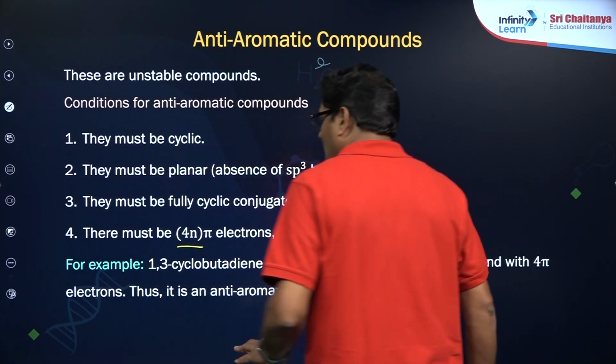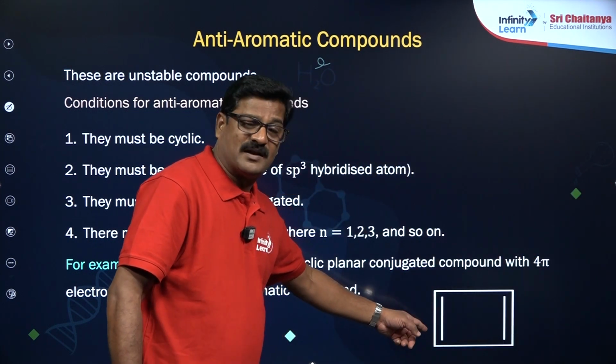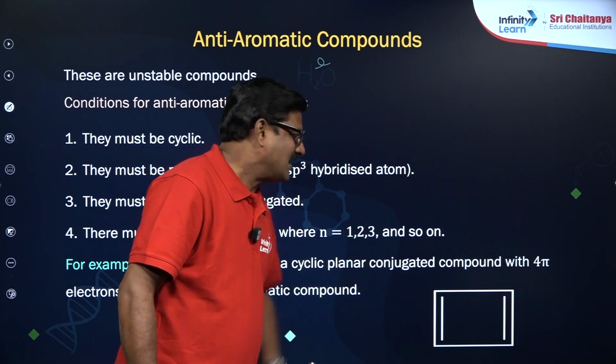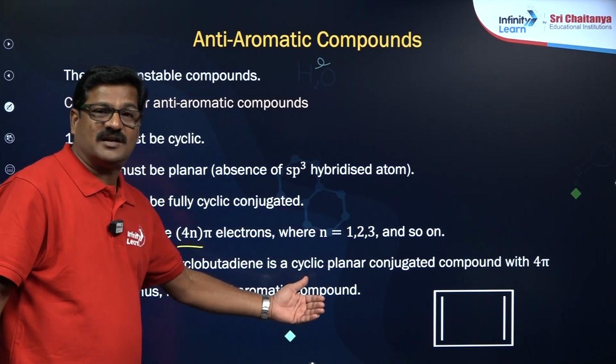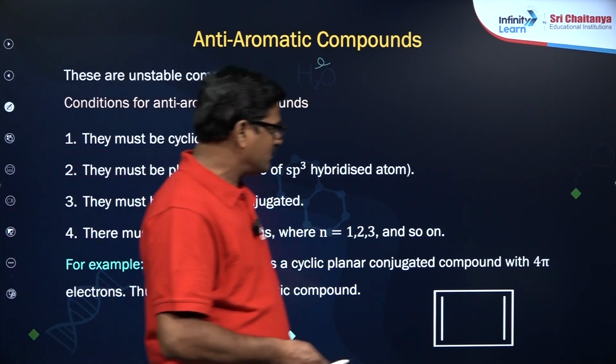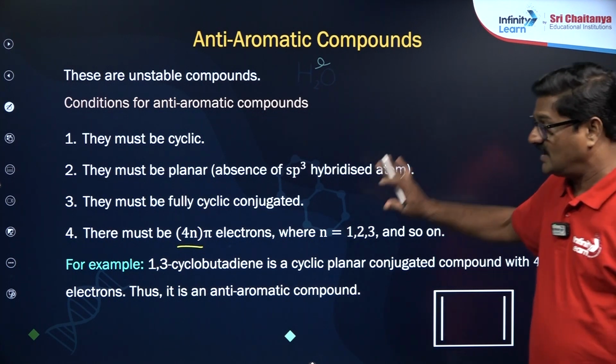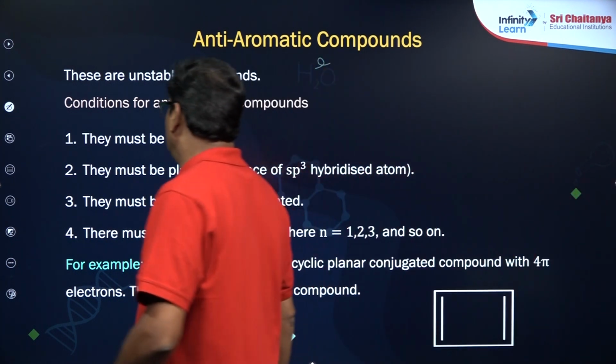For example, in 1,3-cyclobutadiene you have just 4 pi electrons, right? If you apply 4n plus 2, it equals 4, and n is equal to 1 by 2, which is not an integer. So it is anti-aromatic.